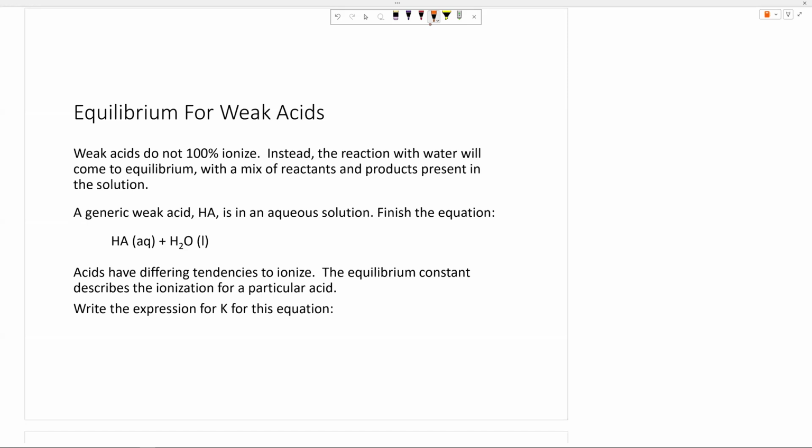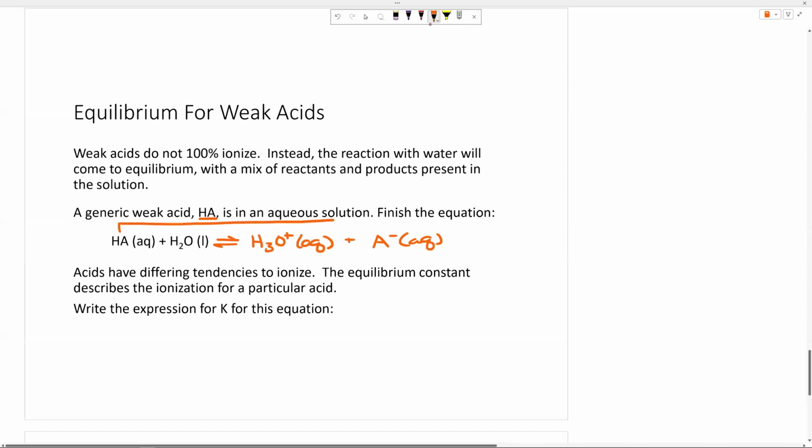But now we're going to look at mostly weak acids. So I have a generic weak acid, HA, reacting with water. I'm going to expect it to come to equilibrium, so I use my equilibrium arrows. I expect it to donate a proton. So water will accept the proton and become H3O+. And I'm left with A minus. So here I have a conjugate acid-base pair. They differ by one proton. We've got the protonated version and the deprotonated version.